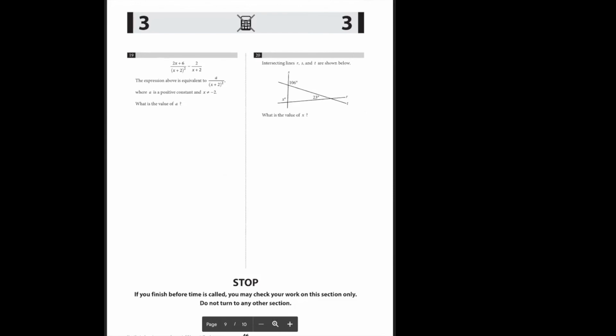So let's look at number 19. It says the expression above is equivalent to a over (x plus 2) squared, where a is a positive constant and x is not equal to -2. What is the value of a?